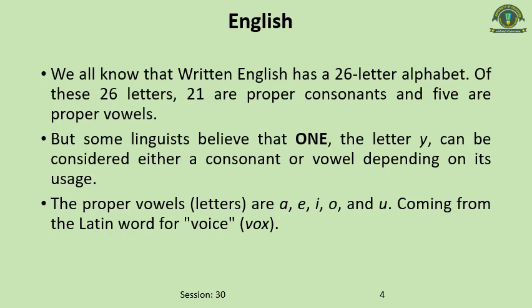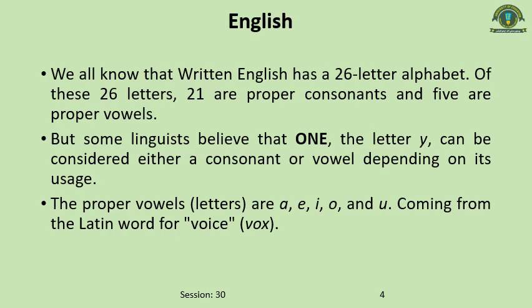For example, there are 5 vowels written over here. The third statement says there are 5 proper vowels, and this is what you know since your childhood: A, E, I, O and U. It is also written here that these 5 vowels come from the Latin word for voice, right? But very strangely, these 5 vowels do not work when we talk about phonology.